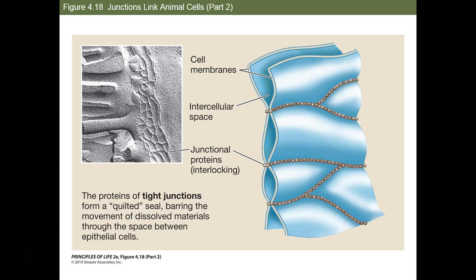Picture 4.18 is a close-up illustrating a tight junction. You can see the proteins that are holding the two cells in place. There's not a lot of room between these cells for dissolved materials to pass through. You can find examples of tight junctions within epithelial cells.